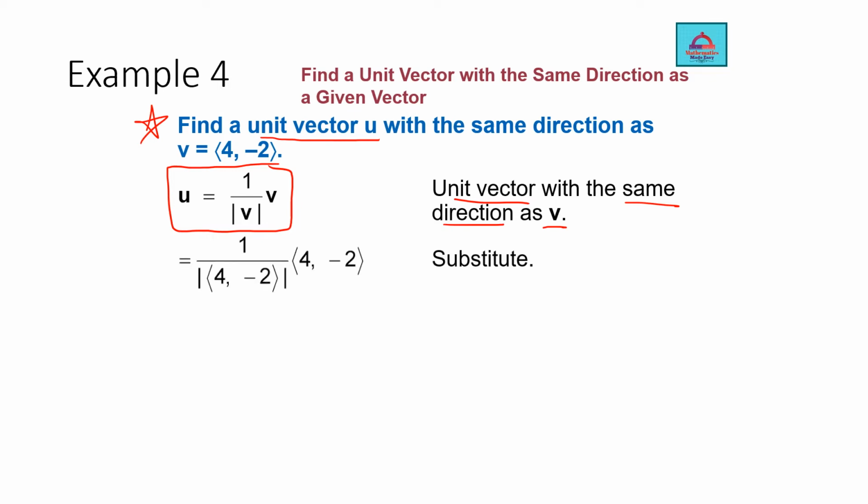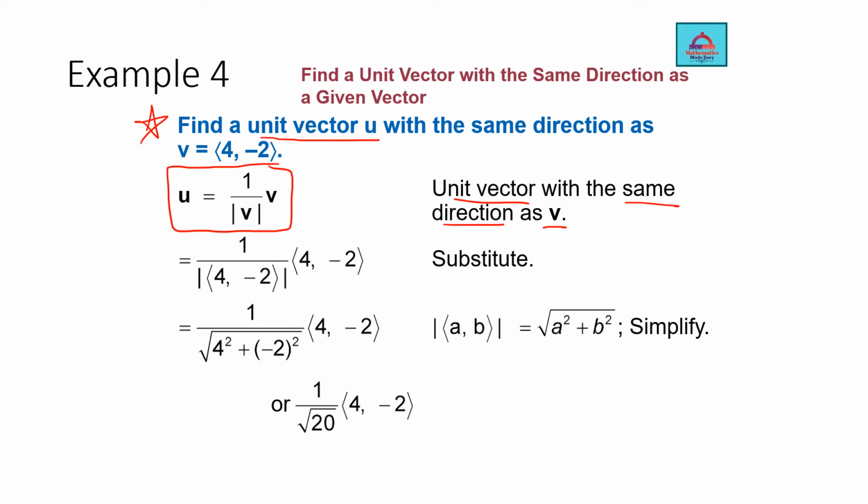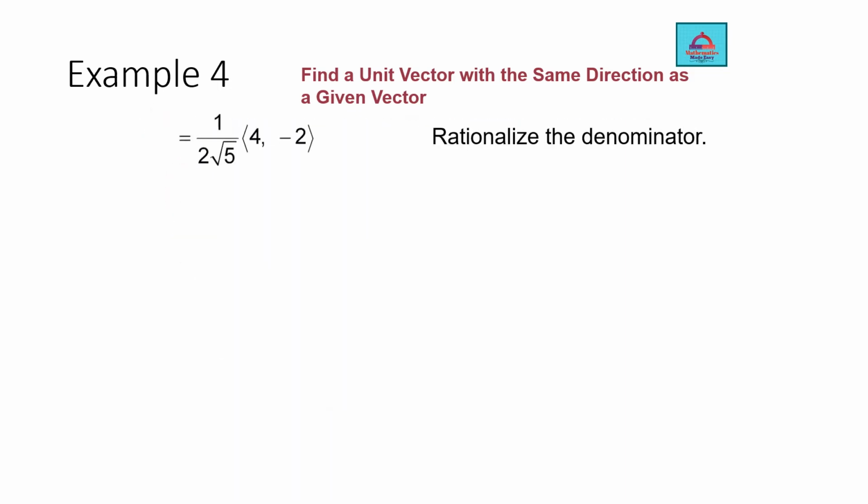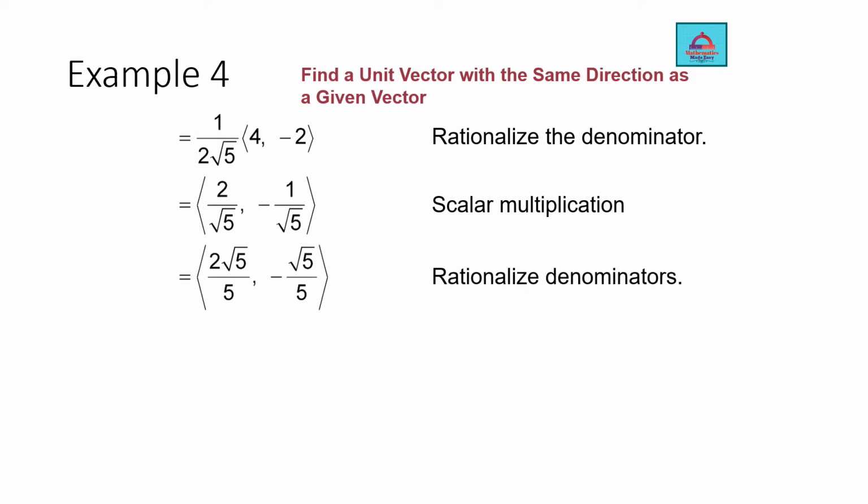Let's find its magnitude. Use the magnitude formula. That means you are going to take the square root of 4 square plus minus 2 square. So this is square root of 20 and the vector is 4 comma minus 2. Now you can just use the scalar property and distribute this on both the components. When you do that, rationalize the denominator, cancel out the common factors, and it will come out to be finally the x and y component as this.